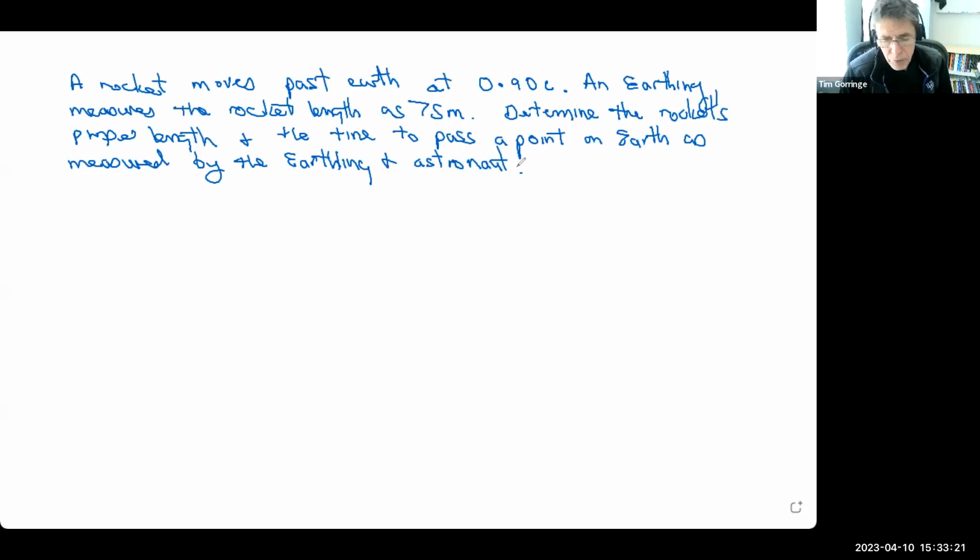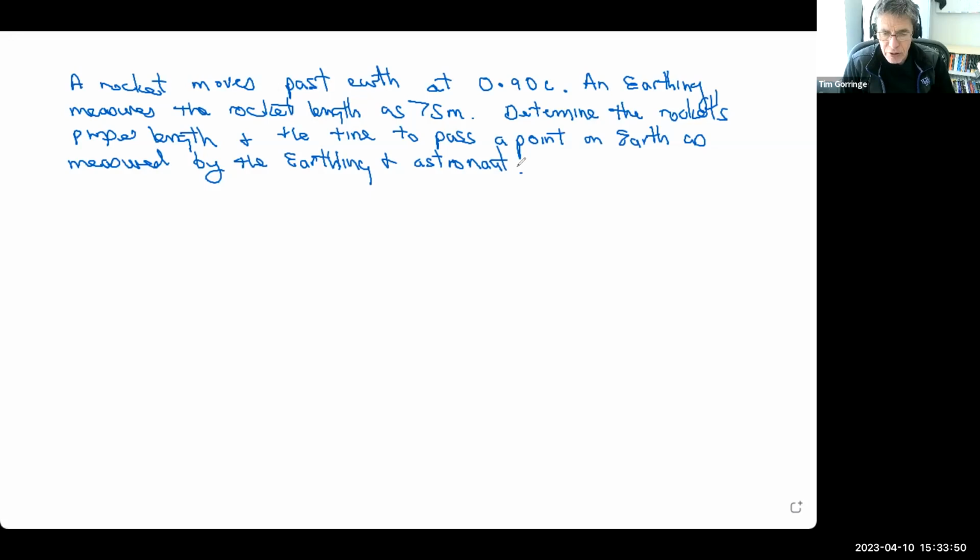I wanted to work through an example that involves both time dilation and length contraction. In this particular example, we're imagining a spaceship that is passing by the Earth. We're going to imagine that there's an astronaut in the spaceship, and an Earthling standing on the Earth.